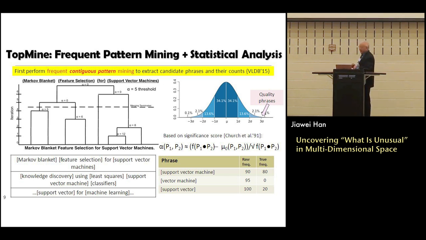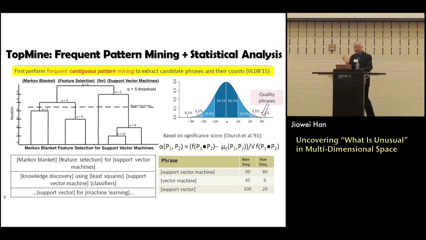But how could you mine phrases? Just to give you a simple example, these are computer science publications. In DBLP, there are more than 2 million titles. You look at this one: Markov blanket feature selection for support vector machine. A human can read it. If you are a computer scientist or electrical engineer, you say support vector machine, we use it. But suppose you came from Mars. How could you know support vector machine is one phrase?